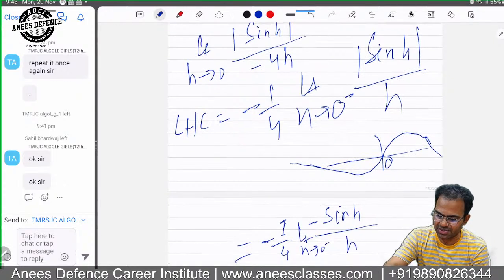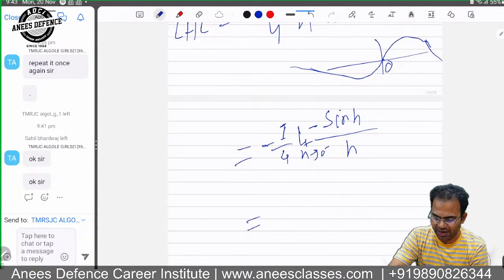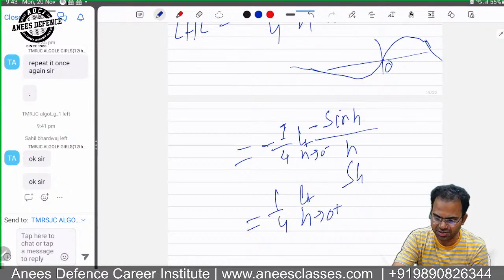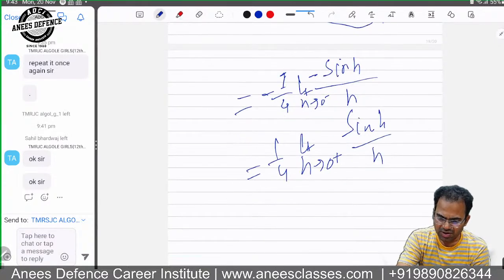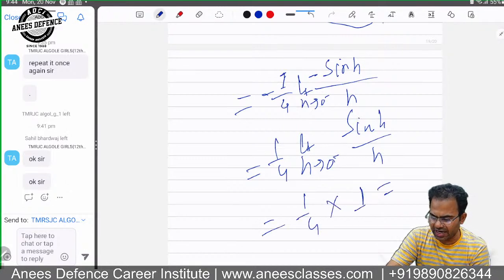Limit h tends to 0 minus. So minus minus is plus 1 by 4, limit h tends to 0 minus sin h upon h. Sorry. Here is a minus 1 by 4. This is a 1. So we'll get 1 by 4.